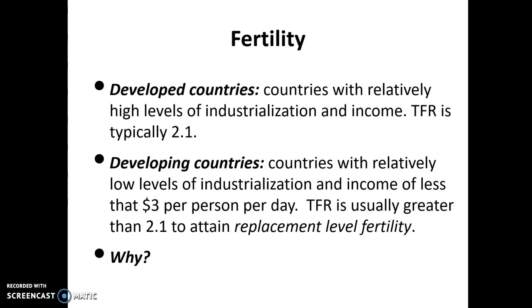Okay, so developing countries have relatively low levels of industrialization and typically have lower incomes, even as low as $3 per person per day. And the total fertility rate is usually much greater than 2.1, so that they can have replacement level fertility, because healthcare and other things that are not available to many folks in developing countries results in lower life expectancy and therefore more deaths, and therefore they need more offspring in order to maintain replacement levels of fertility.